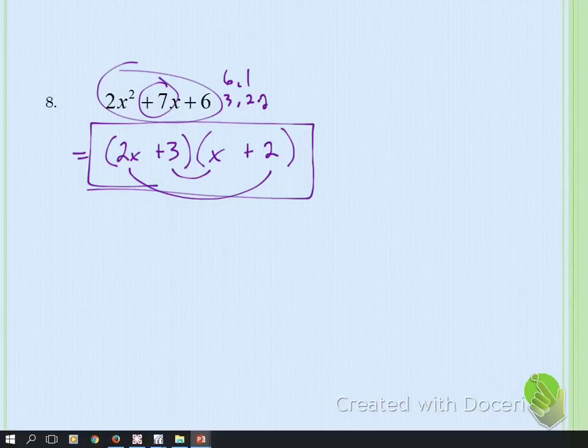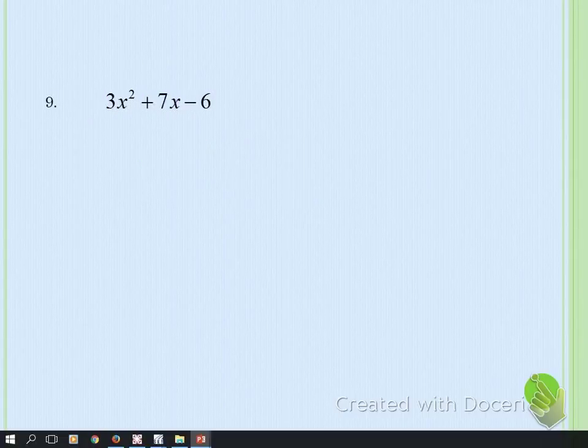That's what we're doing. We're breaking this down into 2 things that will multiply together to give the original problem. Okay? All right. Apologize again. Try number 9. Again, stop the video, start it back up, and see if you're doing it correctly.